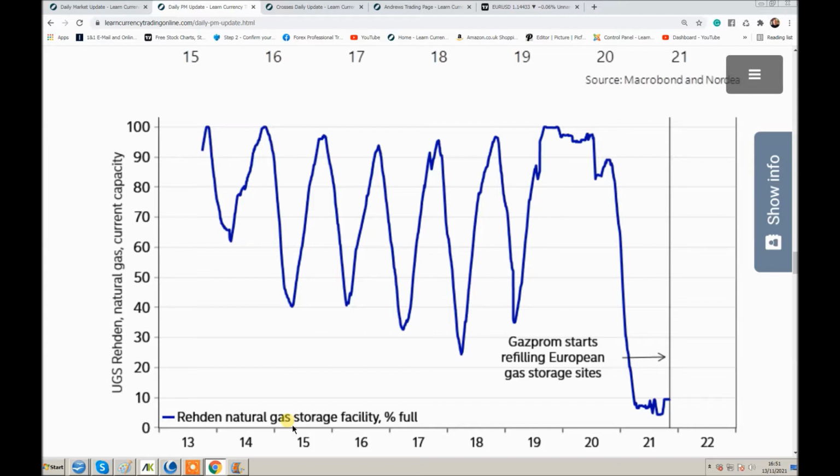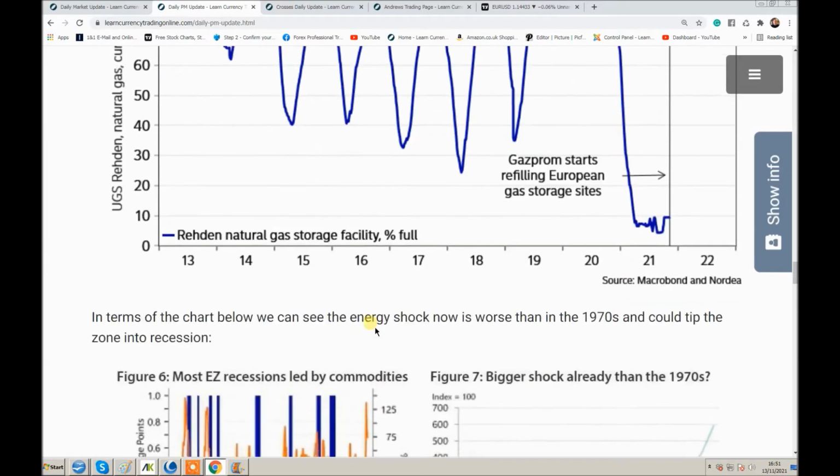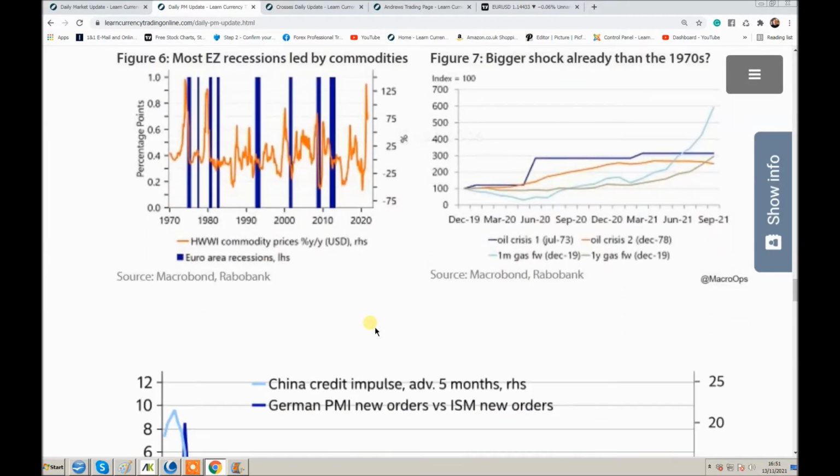60% of European gas flows through Belarus. That's serious. And then my final chart I want to show is this one. Most Eurozone recessions are led by commodities. So what you see here, orange line, commodities really spiking up. Blue bar is recession, comes shortly after.